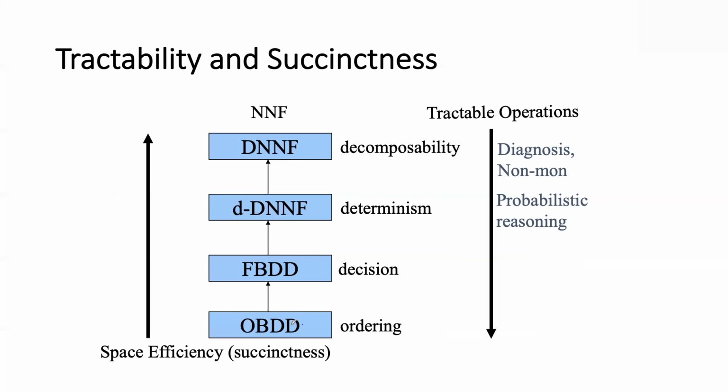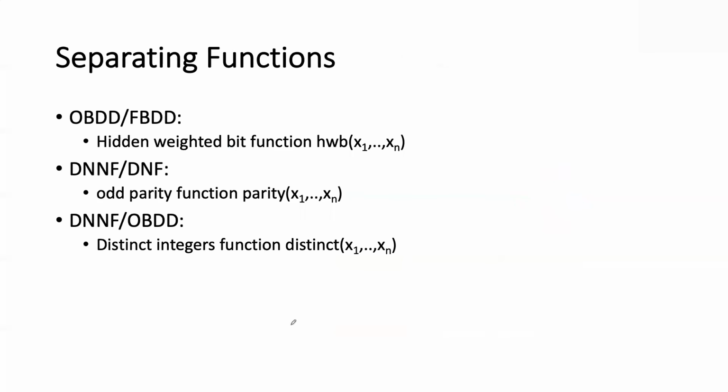And people have been, particularly in computer theory, identifying these separating functions. And these are some of the well-known ones. There's something called the hidden weighted bit function, which separates OBDDs from FBDDs, meaning it can be represented efficiently using an FBDD, but will blow up using an OBDD. The odd parity function can be represented efficiently using d-NNF, but will blow up if you do a d-NF, and so on, okay? But that's basically the picture.